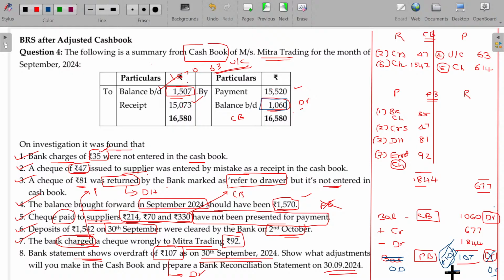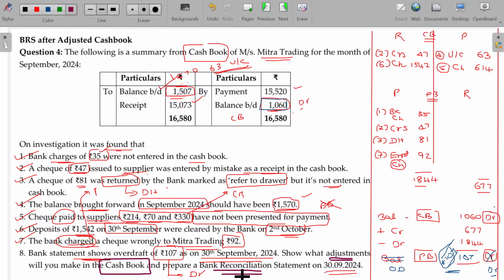The question is not over yet. Why? What is required here? Show what adjustments you will make in the cash book and prepare BRS. So you have to prepare the adjusted cash book and then prepare the BRS.